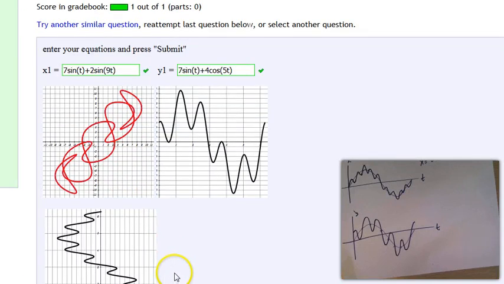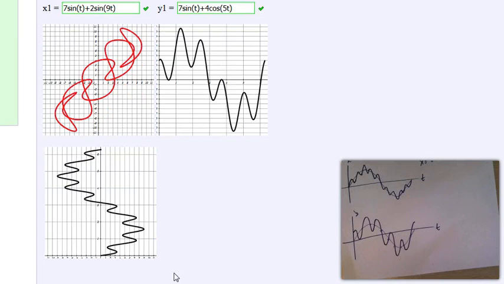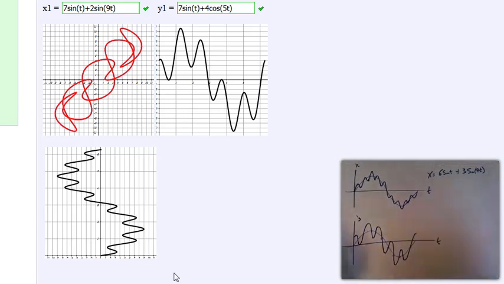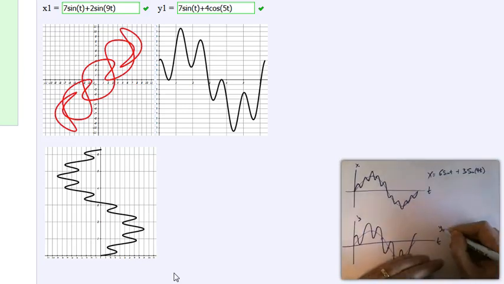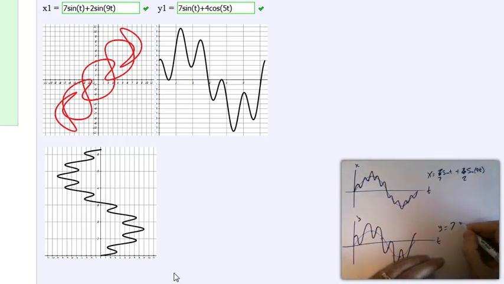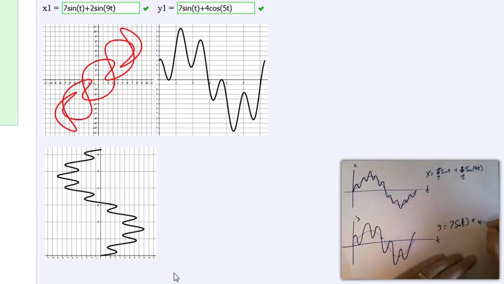Bingo, got it. This is a fairly standard way to do things, that you do a little guess and check, but it's not entirely guess and check. You draw these graphs to see what is x versus t, what is y versus t. Sorry, I didn't even write this one down. This is y equals. So this turned into a 7 and a 2, and this was a 7 sine t plus, what did we say, 4 cosine t, cosine 5t. Yeah, there we go.